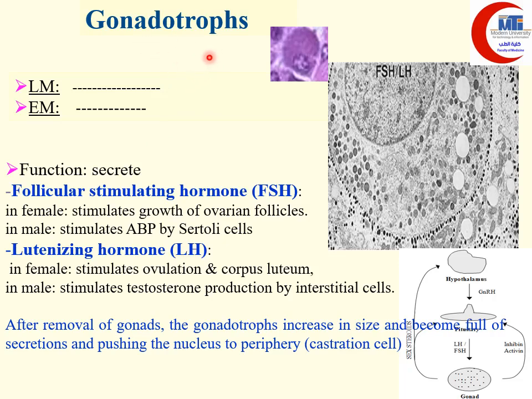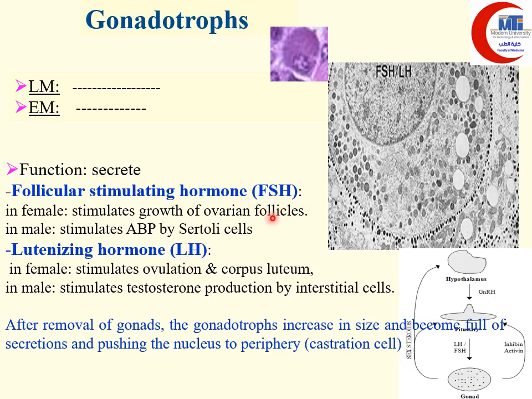Gonadotrophs are the third type of basophils. These cells take the light and electron microscopic picture of protein secreting cells, as corticotrophs and thyrotrophs. This is the light microscopic picture of gonadotrophs, and this is the electron microscopic picture: vesicular nucleus, secretory granules, and basophilic cytoplasm. The function of these gonadotrophs is the secretion of follicular stimulating hormone and luteinizing hormone.